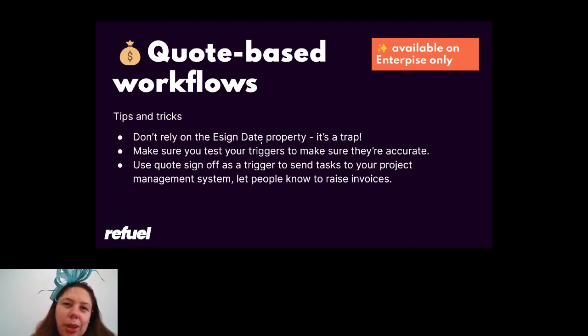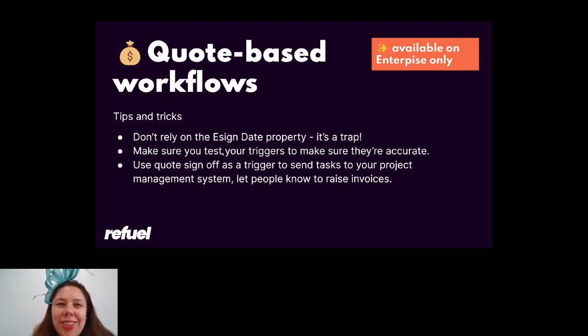So it'll automatically move the quote to the closed won part of the stage of the deal pipeline. It'll then notify everyone, oh, hey, you've got a new client, new work, or new projects coming on board. But then when you go back and check on the actual quote, it hasn't been approved. So that e-sign date property is a little bit finicky, I think. So probably best not to rely on that one.